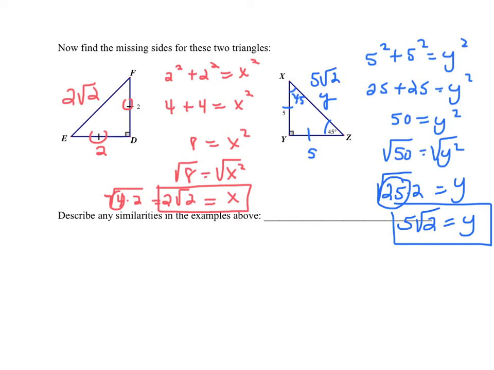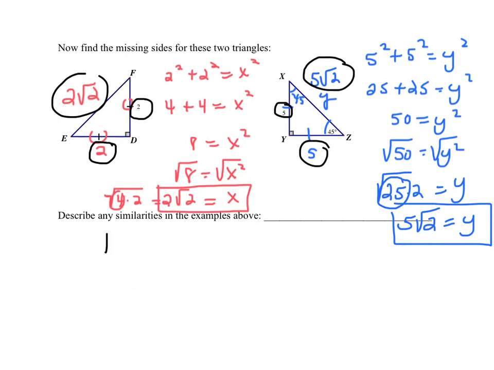Check this out. In this first example, we had legs of length 2, 2, and the hypotenuse was 2 square root of 2. In our second example, the legs are 5, 5, and the hypotenuse was 5 square root of 2. The first example that we did, it was 1 and 1 for the legs, and the hypotenuse was 1 square root of 2. It says, describe any similarities in the examples above. Well, we can say that the hypotenuse is the square root of 2 times the length of the leg.